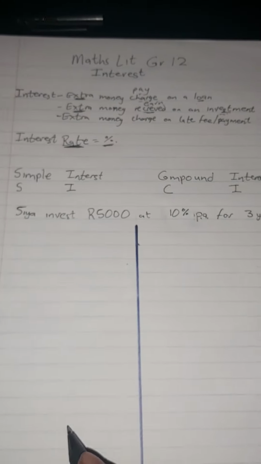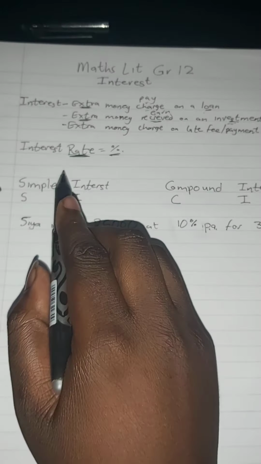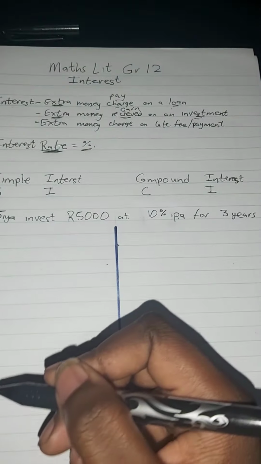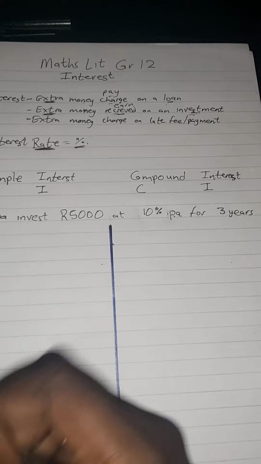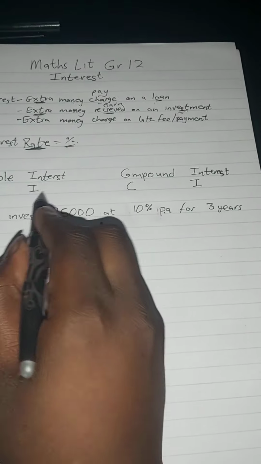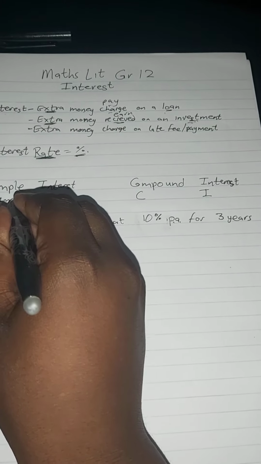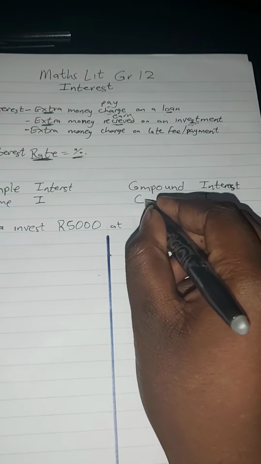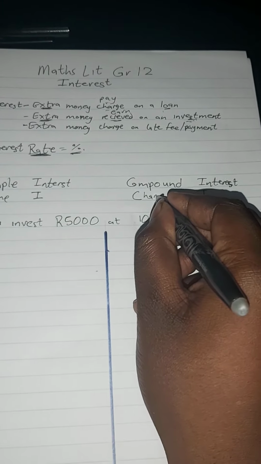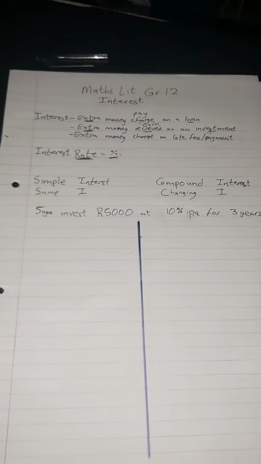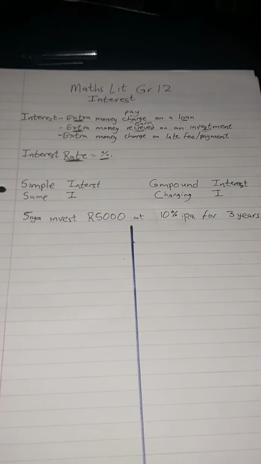All right. If there are no questions, then let us move on. Now we have two types of interest. We have simple, then we have compound. To help my learners remember simple interest, I normally say it's SI, isn't it? Simple interest means same interest. And compound interest means changing interest. You will see what I mean when we are doing the examples. Let's take the first example.